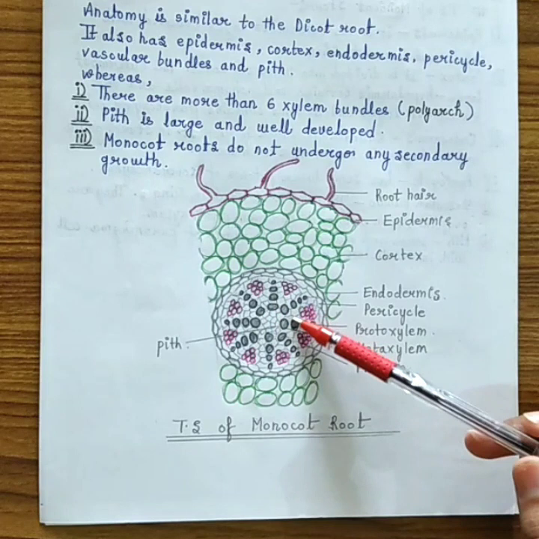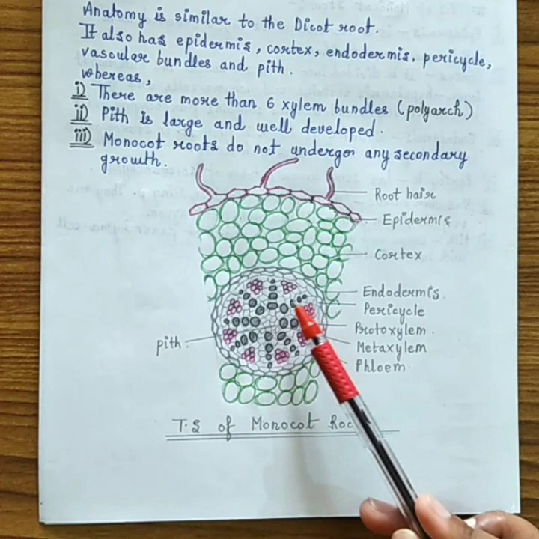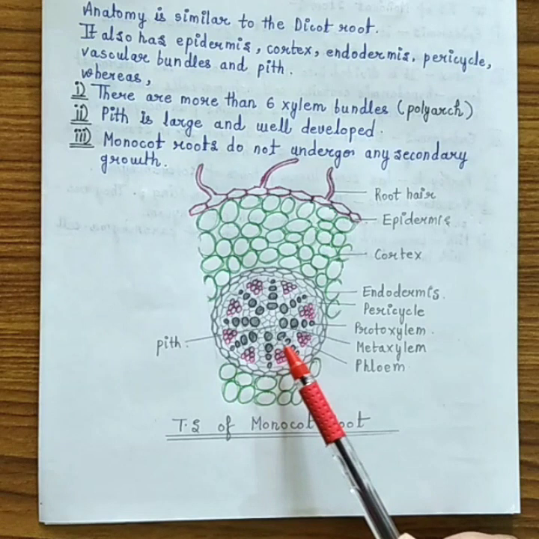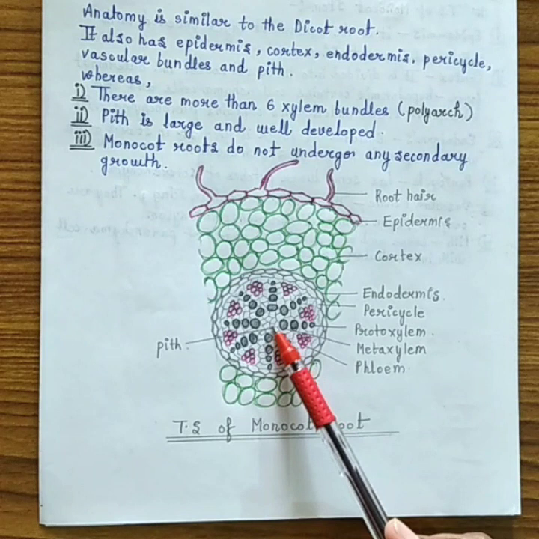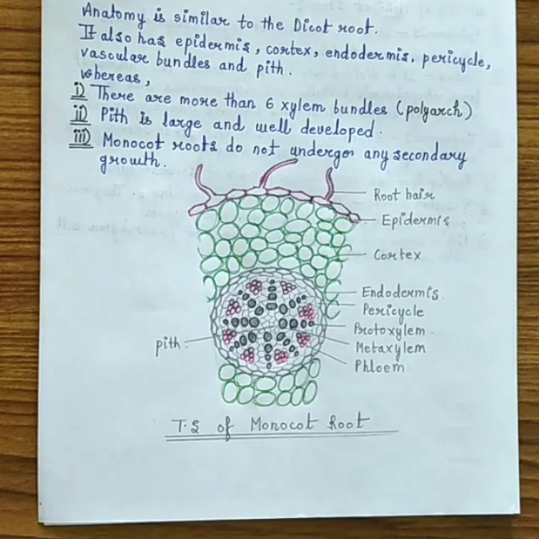So if you can observe the structure carefully, it's almost the same kyunki root hai, to yahan pe bhi radial condition hi show ho rahi hai. Just have a look, phloem, xylem, phloem, xylem, phloem, xylem, and you can see the protoxylem is towards the periphery, metaxylem towards the center. So again yahan pe bhi vascular bundle kaun si condition show kar rahe hai, that is exarch condition. So radial and exarch condition yahan pe bhi exist kar rahi hai, but jo differences the wo humne discuss kar liye hain.